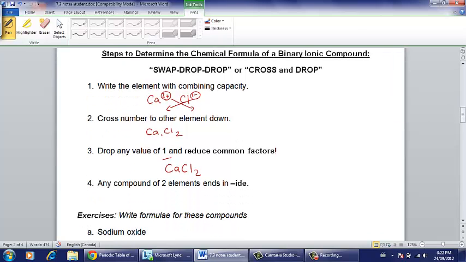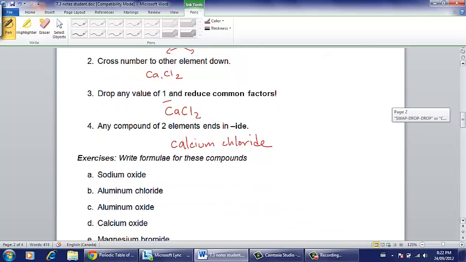We know that any compound ends in "ide", so we would name this calcium chloride. We'll look at some more examples and then I'll let you do some practice.